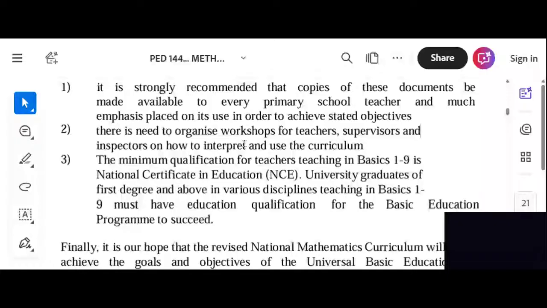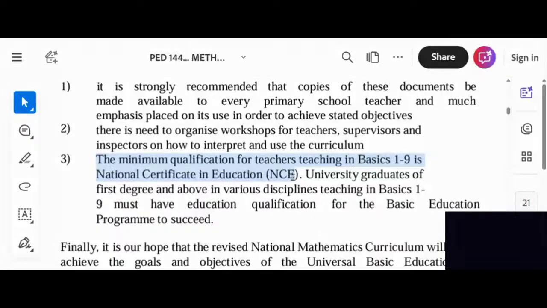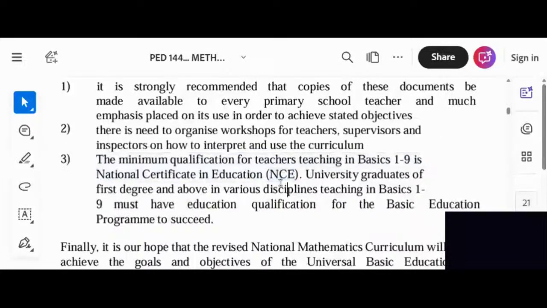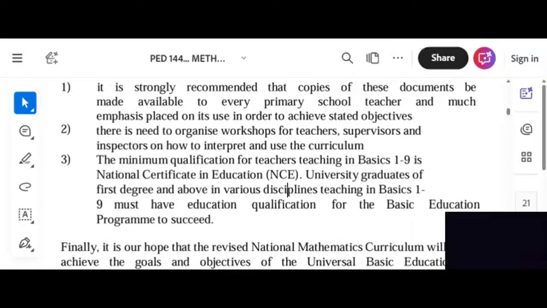So handing you the curriculum copy is just one step. Another thing that is much more important is teaching you what to do with it. And the third one is the minimum qualification for teachers teaching in junior secondary school. So it means all those private schools that employ people to teach in their junior secondary school, they are actually doing the wrong thing.